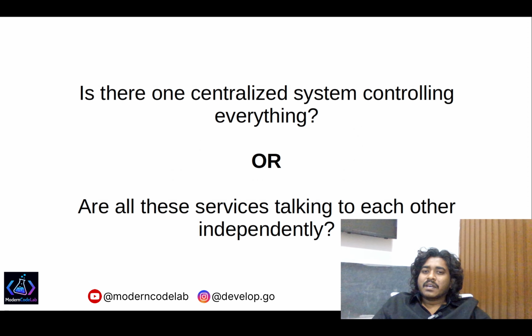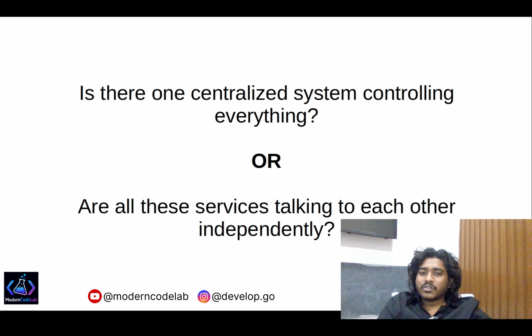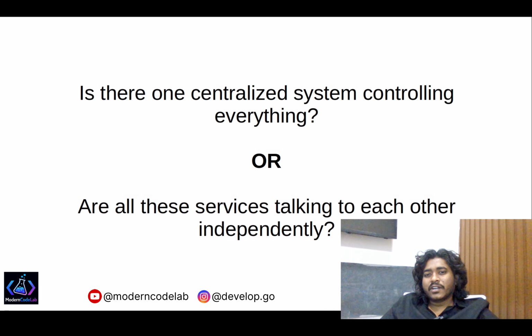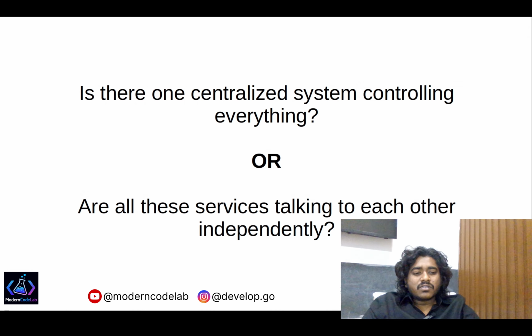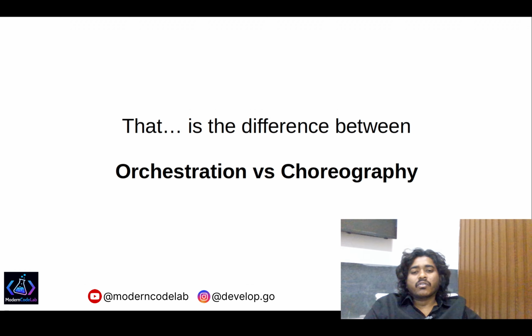So when you're discussing this scenario, when you're imagining this, we just need to question ourselves about two things. Is there any centralized system controlling everything? Or are these services just talking to each other independently? These are the two questions that we need to ask ourselves. Based on these questions only, we will be able to understand the difference between orchestration versus choreography.